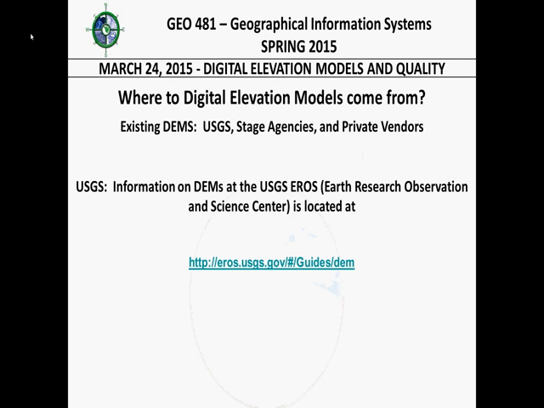Where do digital elevation models come from? Again, existing DEMs come from state agencies. In this country, the U.S. Geological Survey, USGS, creates a lot of data. I'll go to this link in a minute. Private vendors, we've done that. You can contact private vendors and have them fly over an area and go through these processes to develop a digital elevation model. You might do that because you want something in greater detail than the USGS provides.